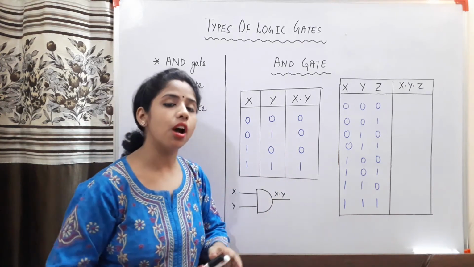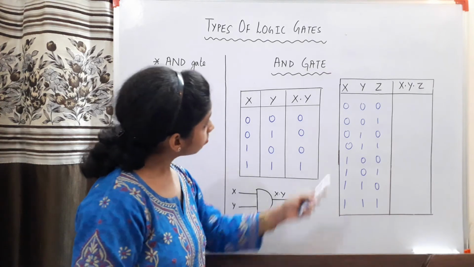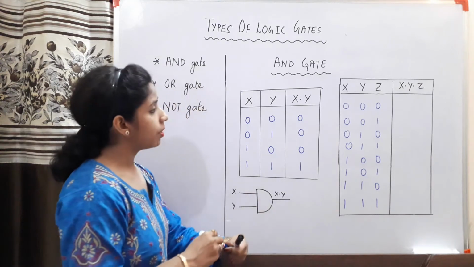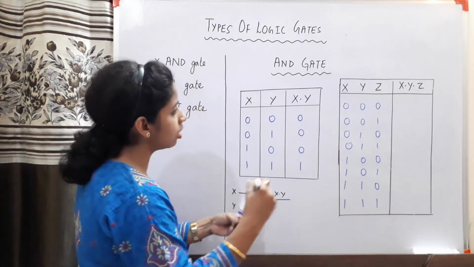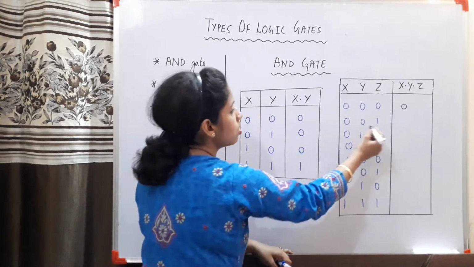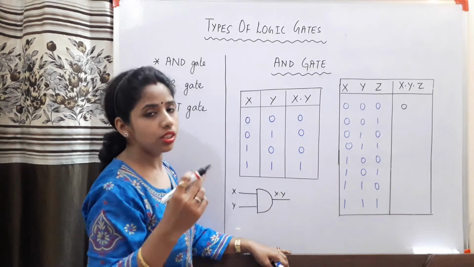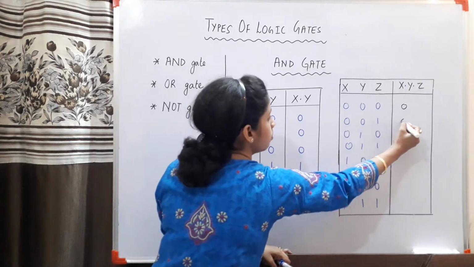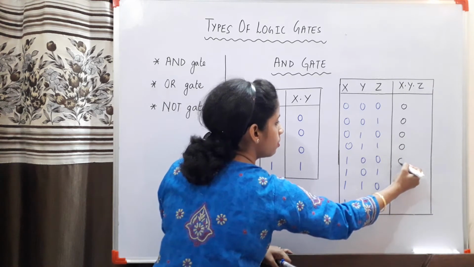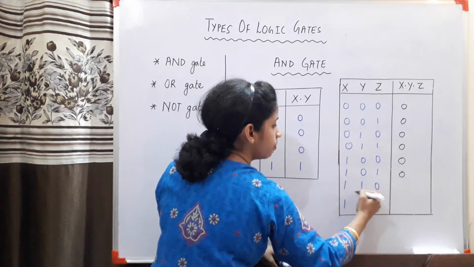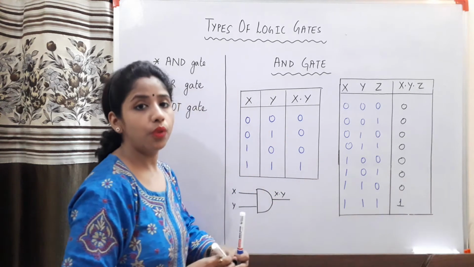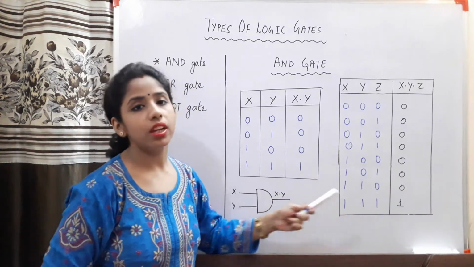If you apply the same rule over 3 operands, then what will happen? Apply the logic: all 3 are 0, result is 0. Here also, meaning if even one is 0, the result has to be 0. So here it will be 0, here also it will be 0, here it will be 0, here also it will be 0, here 0, again 0, but only in this case your answer will be 1. Why? Because only in this case all the inputs are 1.